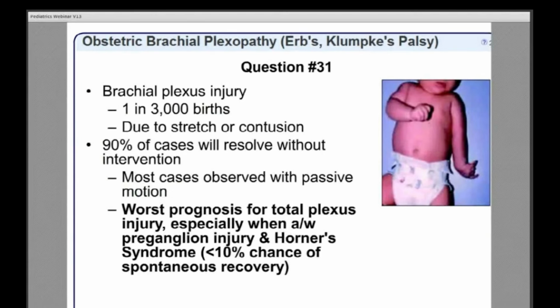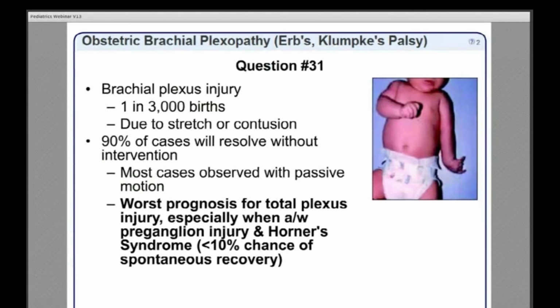These are not very common at 1 in 3,000 births and are due to a stretch or contusion. 90% of cases will resolve without intervention. Most cases can be observed with passive motion because of those good results. The worst prognosis is seen with total plexus injuries, especially when this is associated with a preganglion injury and a Horner syndrome, and these will have less than a 10% chance of spontaneous recovery.